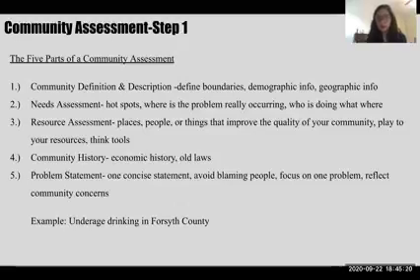Play to your resources. Community history, you're going to look at your old history, economic history, old laws, see if there's anything that may be contributing to your problem, and think about, is there something I can do to change it? And taking all of these steps and all of this information, you're going to create your problem statement. Your problem statement is just one concise statement. In this, you don't want to blame people. You want to focus on one problem and make sure to reflect your community concerns. So an example would be underage drinking in Forsyth County.